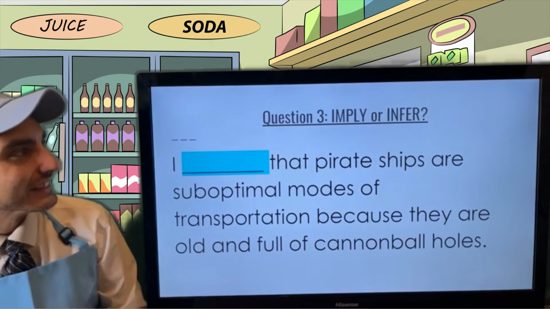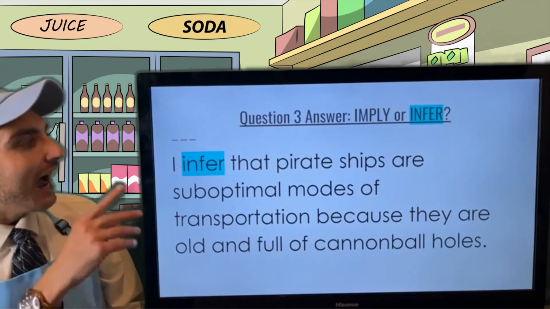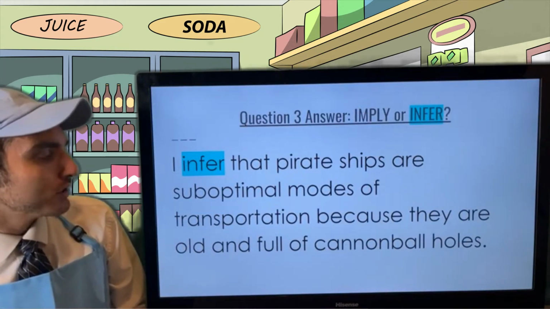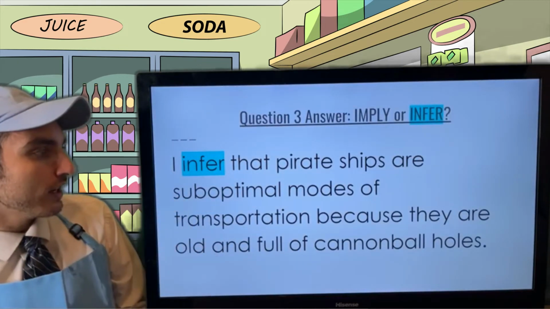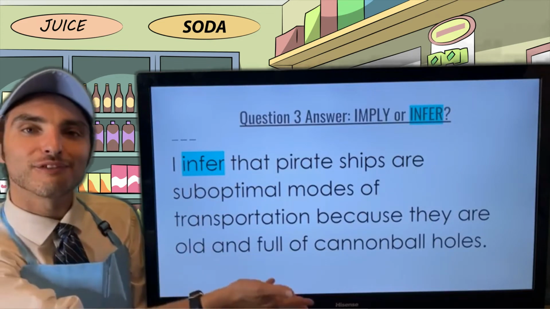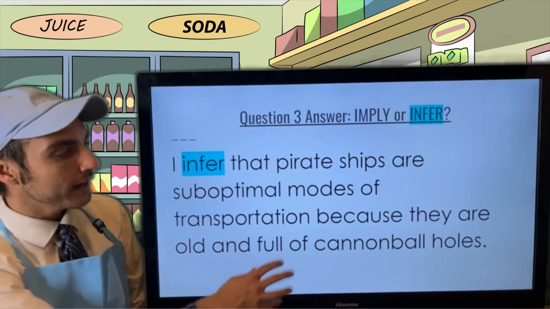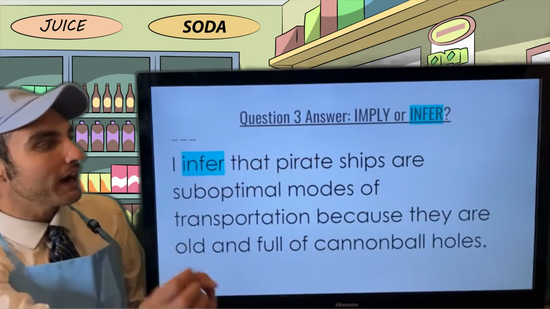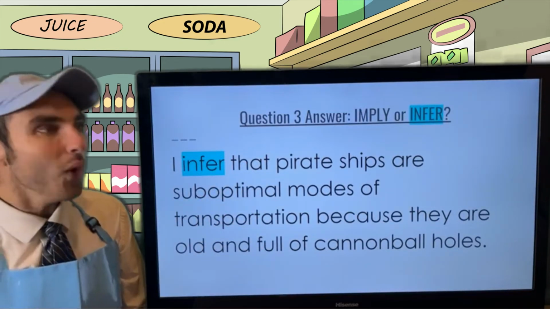Okay, I'll give you my answer. The answer is infer. I infer that pirate ships are suboptimal modes of transportation. So I came to a certain conclusion. How? Well, because pirate ships are old and full of cannonball holes. So here is my reasoning, and this is what I inferred from that reasoning or evidence. Cool, right?